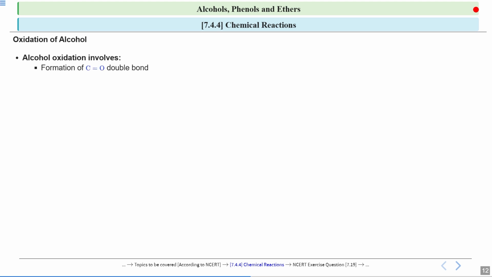So alcohol oxidation involves the formation of a carbon-oxygen double bond. Whenever there is oxidation of alcohols, you will see the C=O double bond is formed during this process. And there is breaking of the oxygen-hydrogen bond and the carbon-hydrogen bond. So there is loss of a hydrogen molecule.